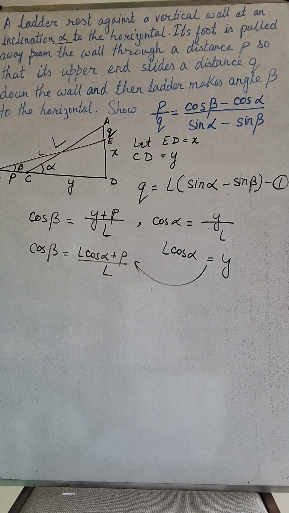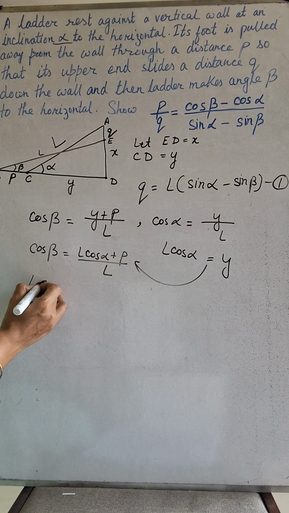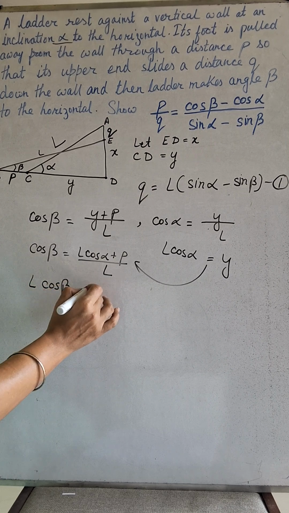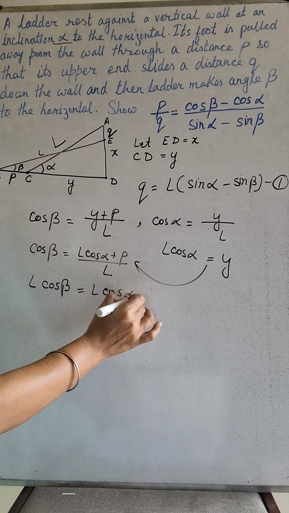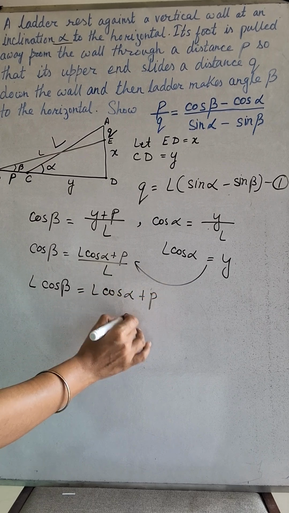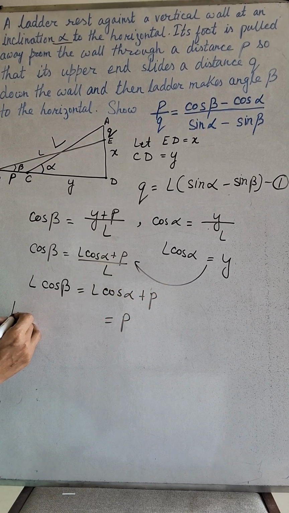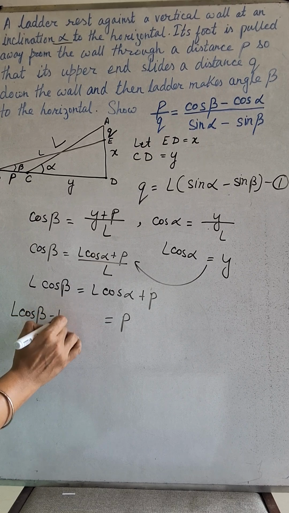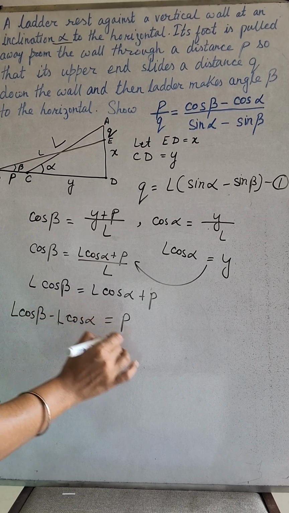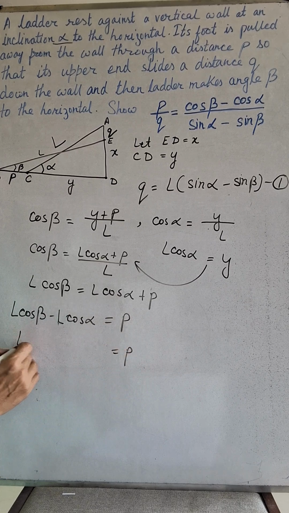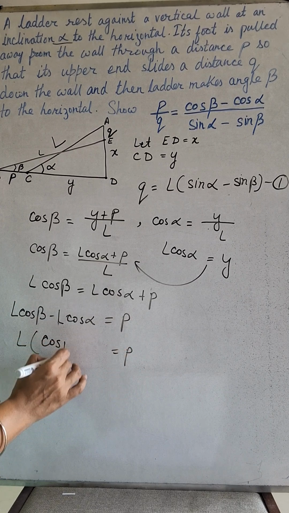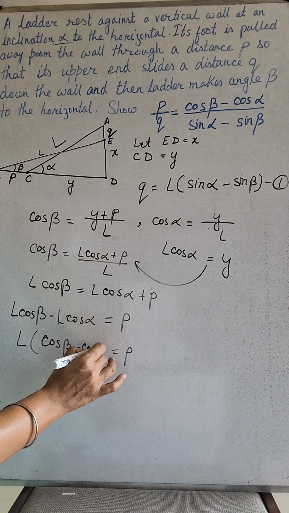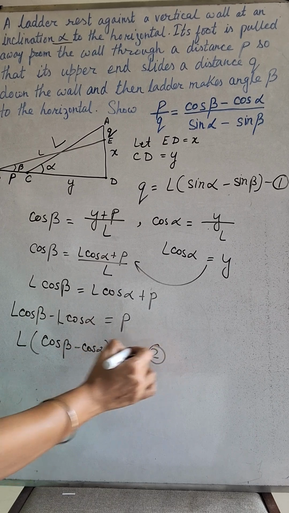Okay. Now again you need the p value. So bring it to this side of the equation. You will get L cos beta is equal to L cos alpha plus p. That means p will be equal to L cos beta minus L cos alpha. L can be taken common. It becomes cos beta minus cos alpha. This is your equation number 2.